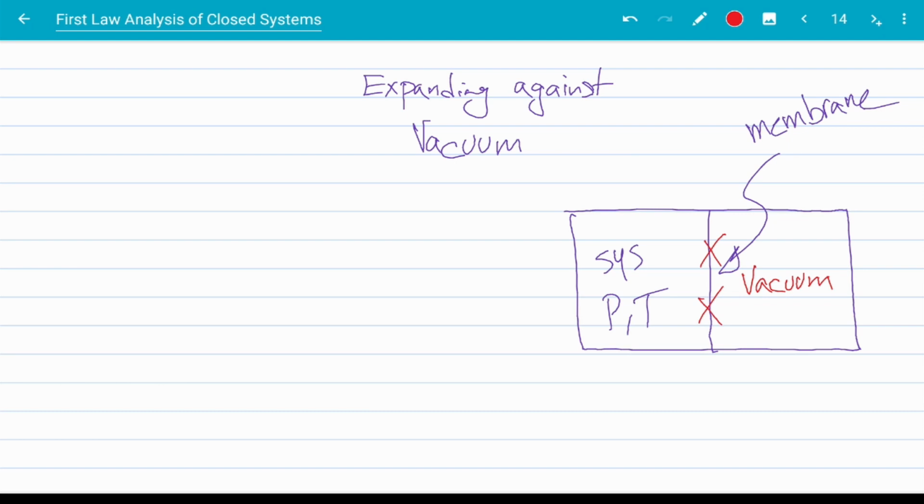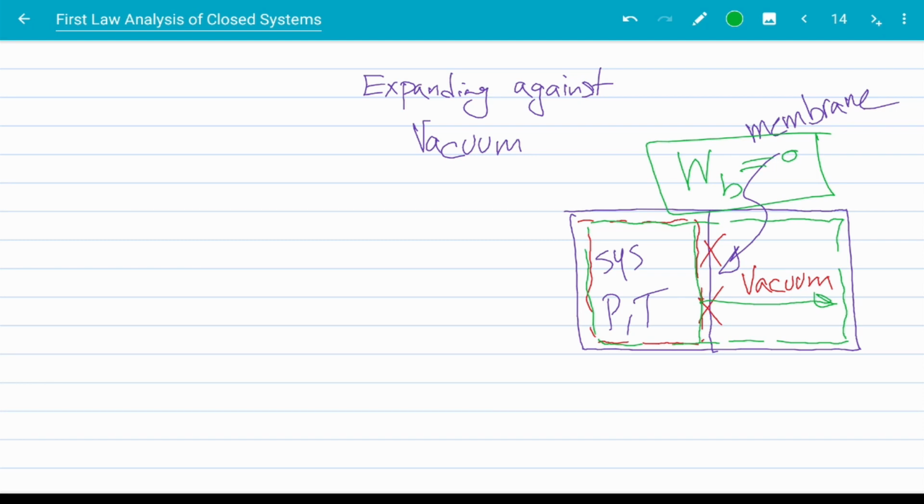Now, one thing you need to pay attention to is that our system was initially like this, and then after the membrane is ruptured, the system expands to the green line, right? Now, naturally, you would say, okay, the red boundary has moved to the green boundary, so we have a boundary work involved. The answer actually is that there is no boundary work involved in problems like this. I know that the red boundary has moved to the green line, and you would expect a boundary work in the form of the integral of pressure times dV.